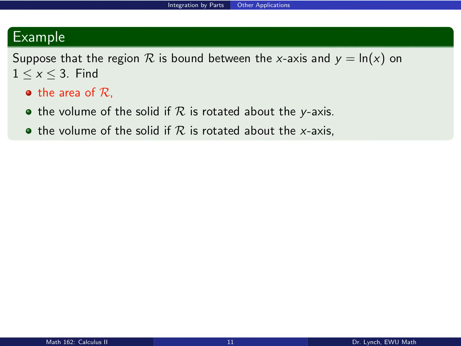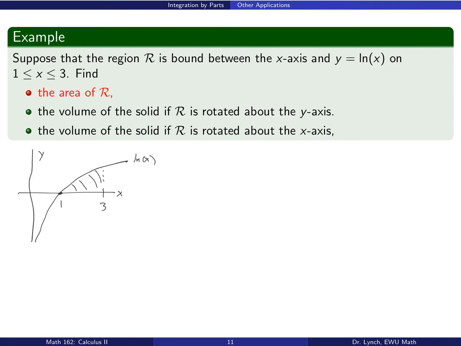Here's the first one. Let's suppose that the region R is bound between the x-axis and the curve y equals natural log x on the interval from 1 to 3. Let's start by finding the area of that region R. So we'll start by graphing the region R and then writing down an integral that represents that area.